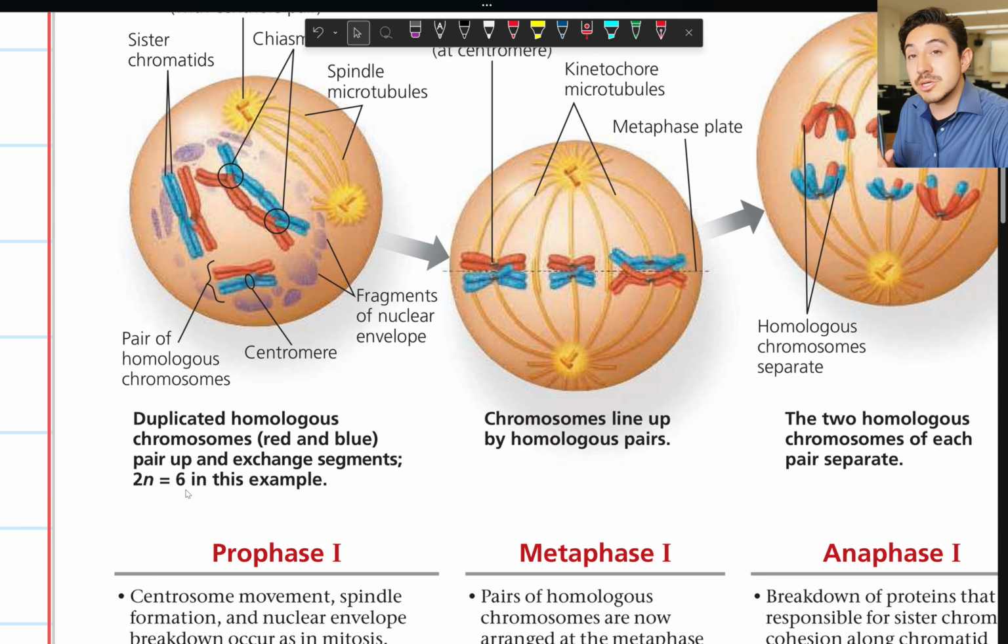A crossover, and this is the main thing that defines meiosis 1 and prophase 1. It's an event in which the homologous pair interchange segments of DNA. So they're crossing over parts of their arms of the chromosomes, and they're exchanging amongst each other. This is referred to as a crossover. Now, more specifically, this occurs between non-sister chromatids.